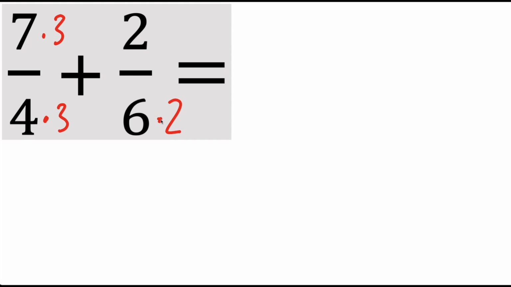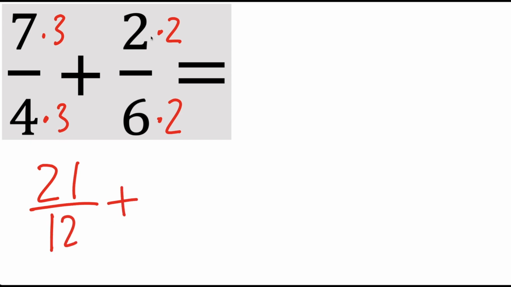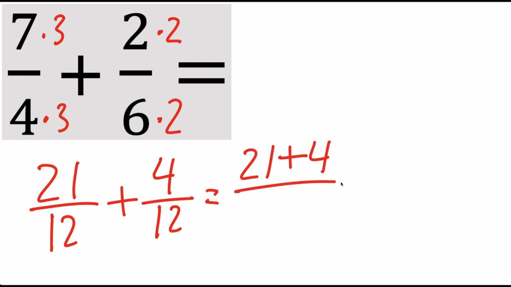And since I multiply this by 2 in the denominator, I have to multiply this piece also by 2 in the numerator. Okay, so 7 times 3 is 21, and we know 4 times 3 is 12, plus 2 times 2 is 4, and 6 times 2 is 12. So we have a common denominator of 12, and we have the numerators 21 plus 4, so we can just add the numerators. So 21 plus 4 divided by the common denominator, which was 12. And we know 21 plus 4 is 25 divided by 12.